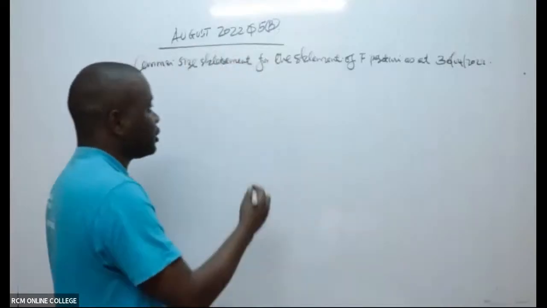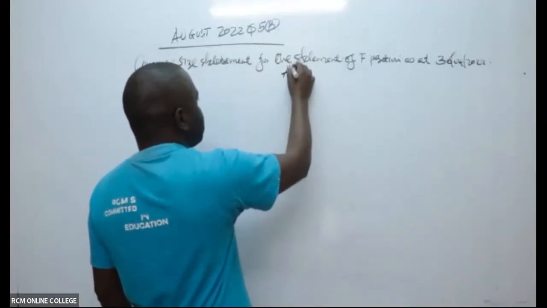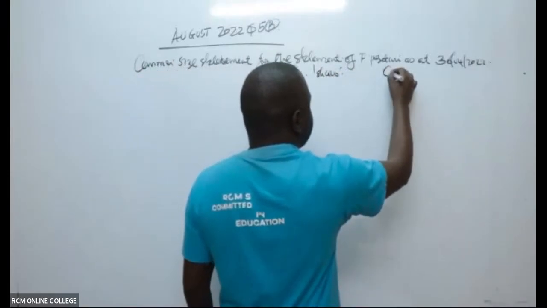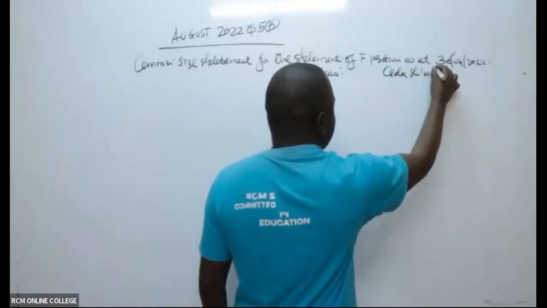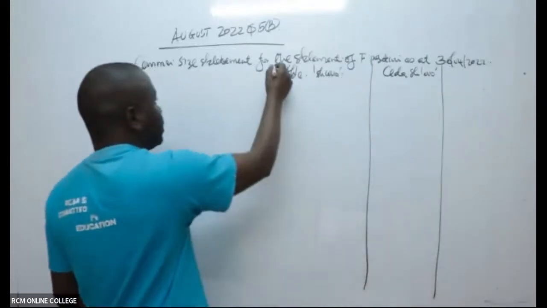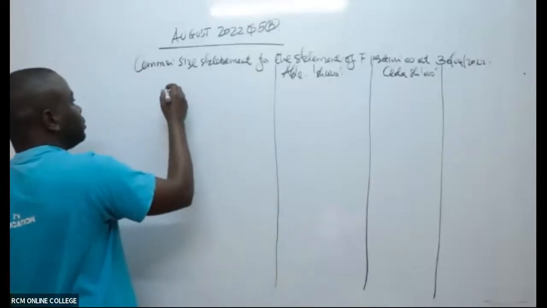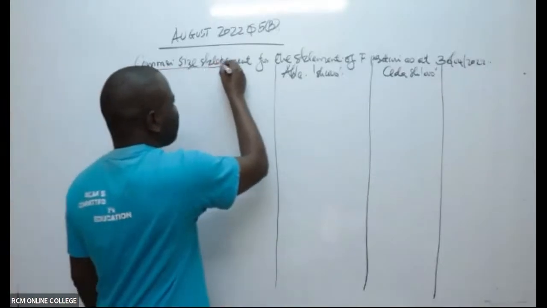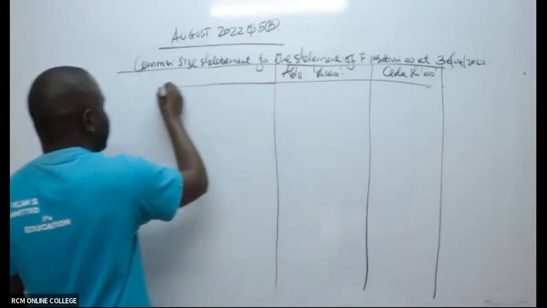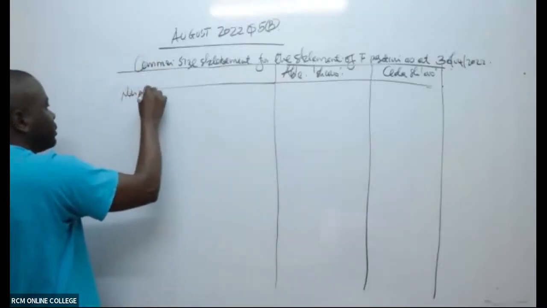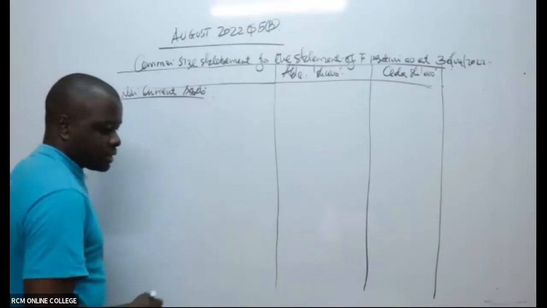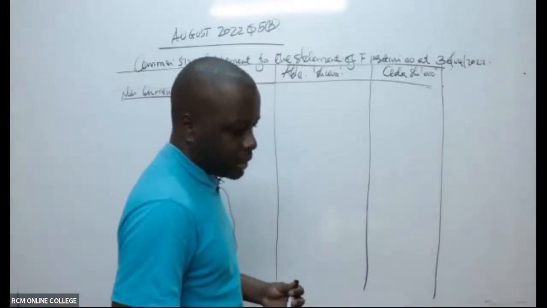Of course, in this case, we have the two companies. Our figures are actually in shillings of thousands. You can start with the non-current assets. So the first item under the non-current assets is property.